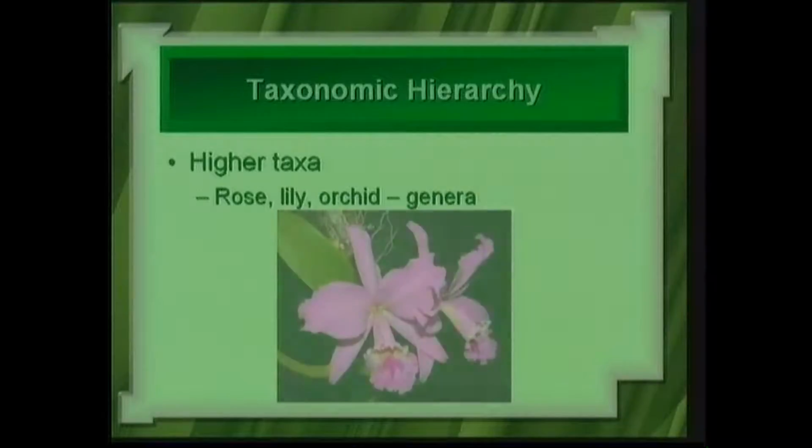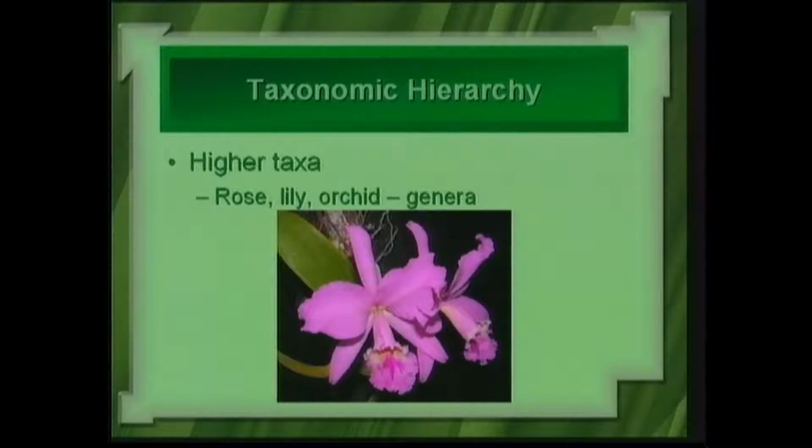Then, of course, you have orchids, such as this Cattleya. This is Cattleya labiata, I believe. Some orchids can be in the same genus as well. So you could have this Cattleya labiata, and you could have other Cattleyas such as Cattleya aurantiaca. Anyway, you have different types of orchids in the same genus.